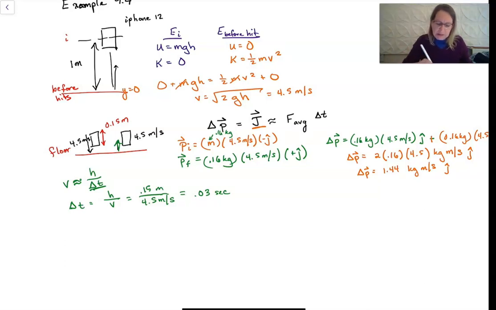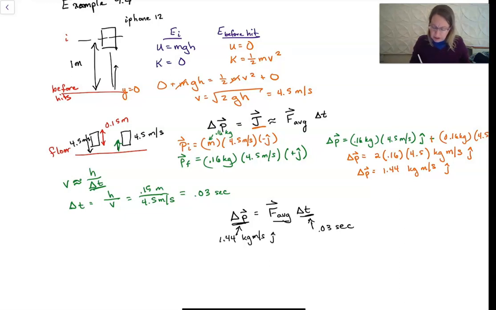And if I put all these pieces in my main equation, delta p is equal to F average delta t. Of course, the force it feels is up because this is in the plus j direction. And I can put in my delta t of 0.03 seconds. I can put in my 1.44 kilogram meters per second in the j hat direction. And my average force then is about 48 newtons in the j hat direction, because it's kilograms meters per second squared, which is a newton.